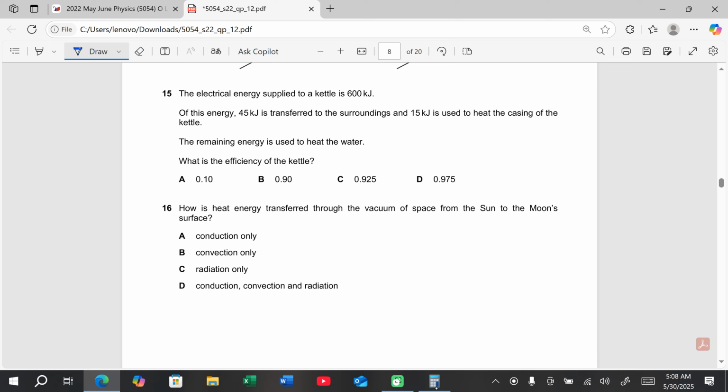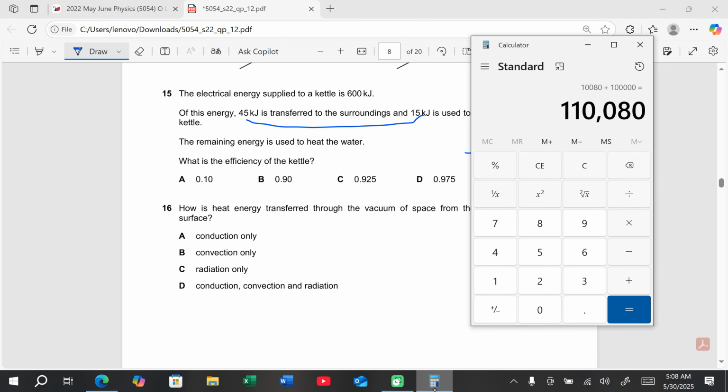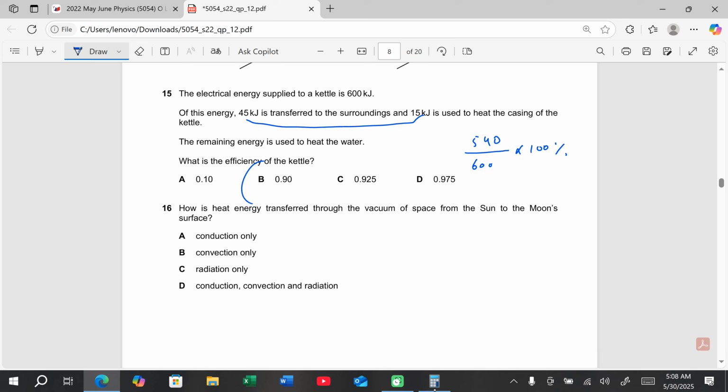Since these two are the wastage energies, you need to subtract 60 kilojoules from 600, so you'll get 540, which is the useful output, out of 600 times 100%. So that is going to give you 540 divided by 600. Since it's not in percentages, you'll take it in decimals.